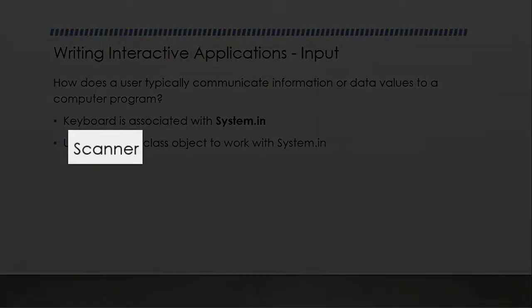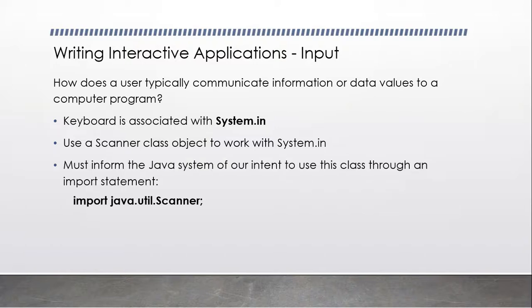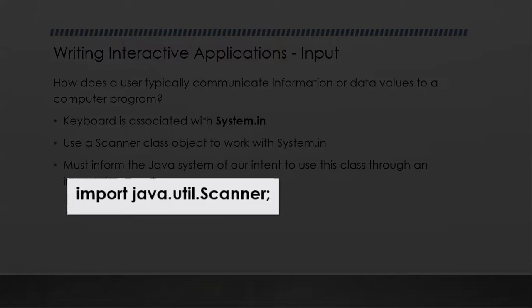There's a special class that's available to us in Java called Scanner. And Scanner is such that we will instantiate an object, create what's called a Scanner object, and associate it with System.in, that is, associated with the keyboard. Now, in order to use Scanner, we have to let the Java system know that we're going to be using this particular class. So we use something called an import statement. And with the import statement, we say import java.util.Scanner.